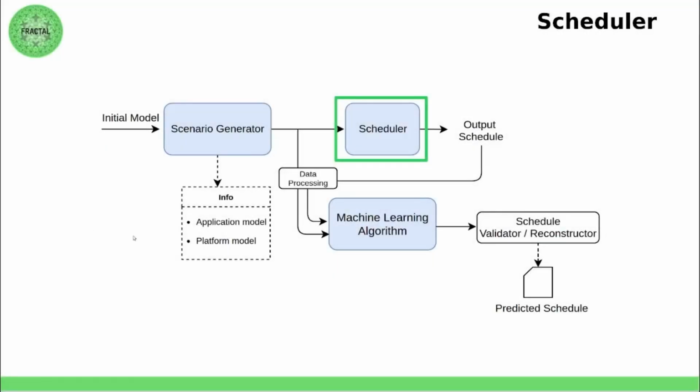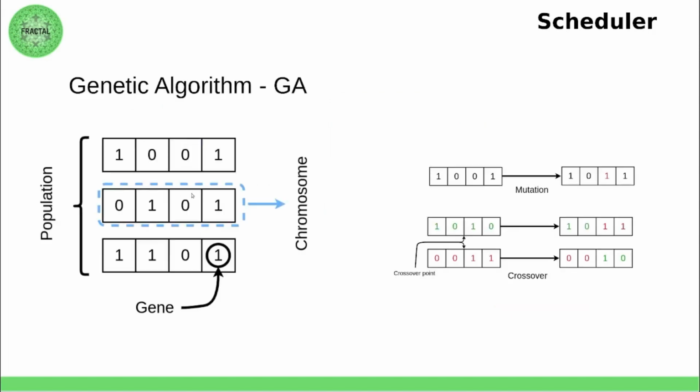The second component is the scheduler algorithm. The scheduler algorithm will receive the data created by the scenario generator and will provide the best scheduling solution to each scenario. We chose the genetic algorithm as the scheduler component.